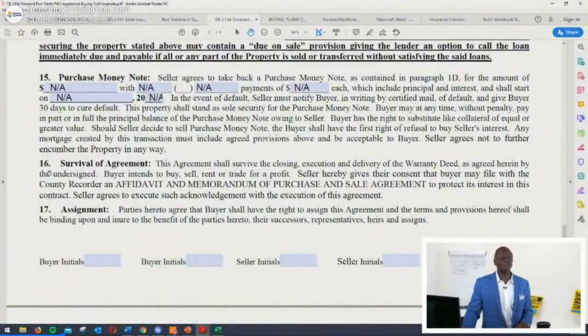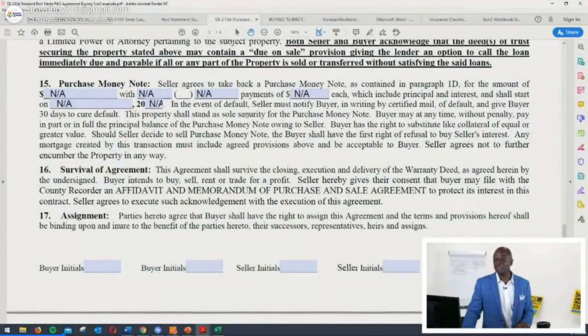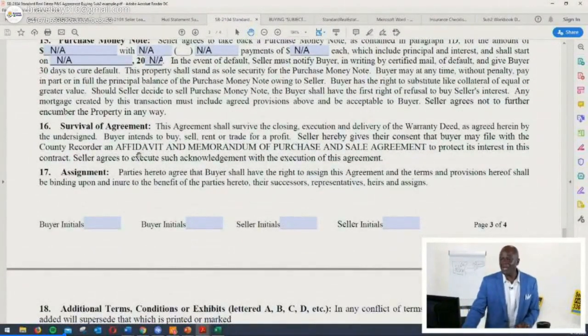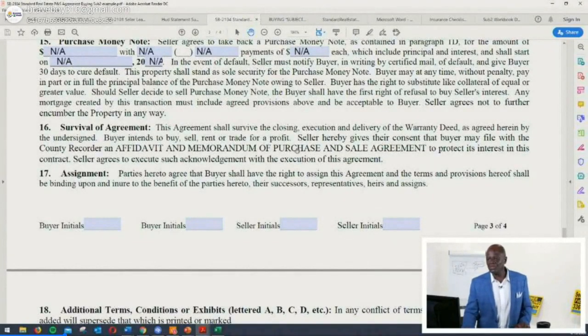If you were buying it and they were providing owner financing, you would do a purchase money note. If they were providing financing to you, you do a purchase money note. In the contract as well, you have the ability down here in paragraph 16 to do an affidavit and memorandum of purchase and sale agreement.